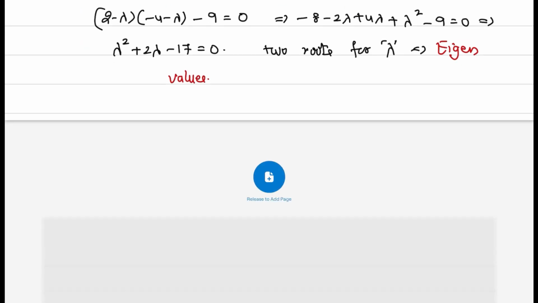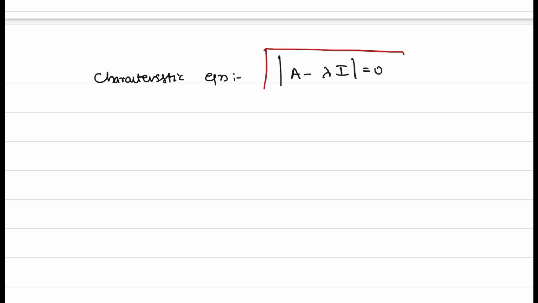What is the characteristic equation and what are its uses? I will tell you. Characteristic equation first. Let us think about it. What is the characteristic equation? Determinant of A minus lambda I is equal to 0 is the characteristic equation of a given matrix, where I is the unit matrix and A is the given matrix.